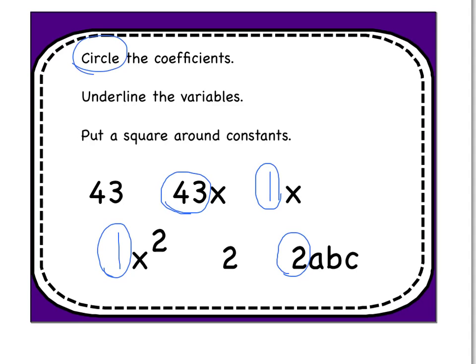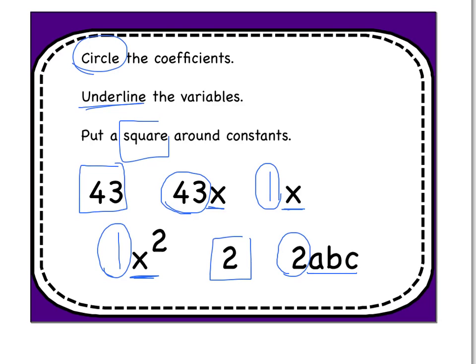Now, the 43 and the 2 that are standing by themselves aren't considered coefficients because they don't stand in front of a variable. We're going to underline the variables. We've got x here, x squared here, and we have ABC over here. So we have underlined the variables. We're going to put a square around the constants, so the numbers that are standing all by themselves are 43 and 2, and we put a square around them so you can see.